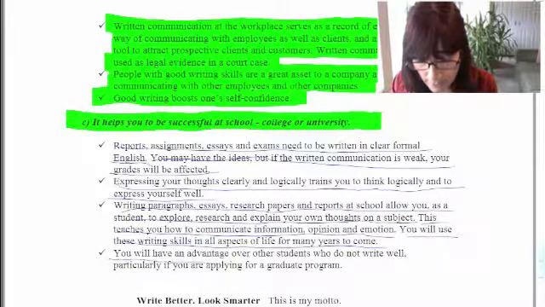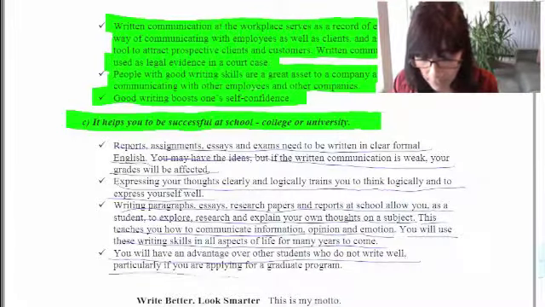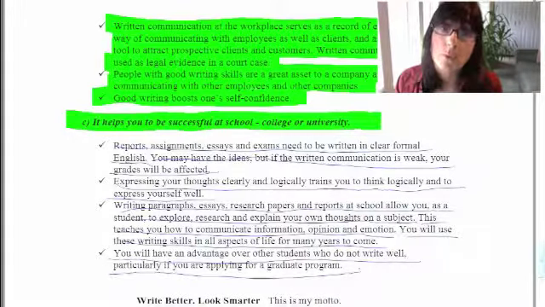And the final point is you'll have an advantage over other students who do not write well, particularly if you're applying for a graduate program. You will shine with your communication skills, both written and verbal.